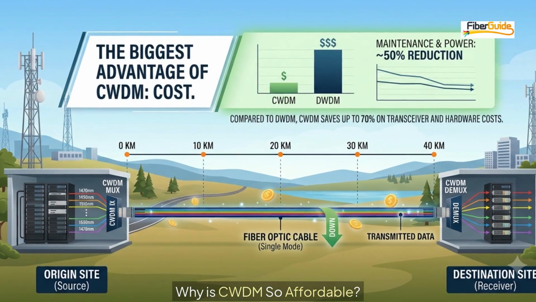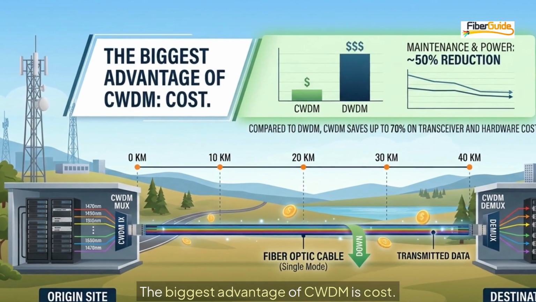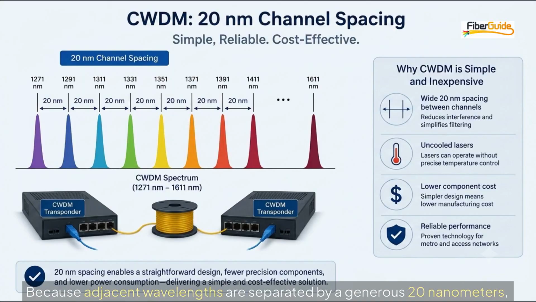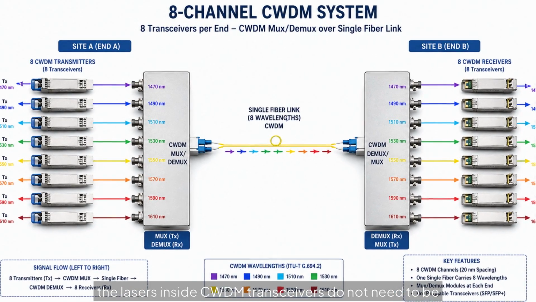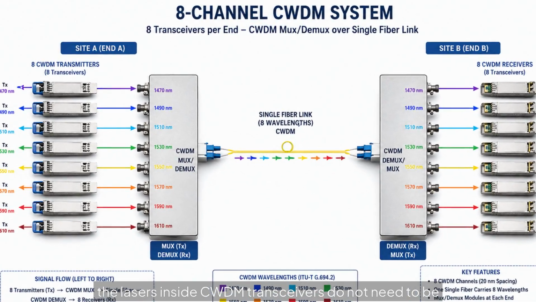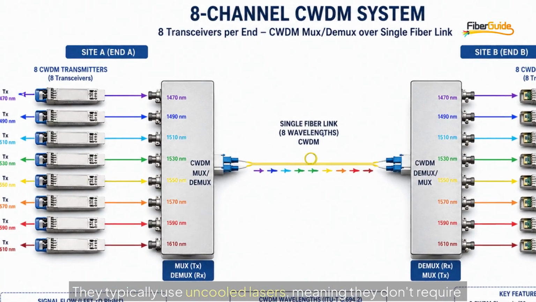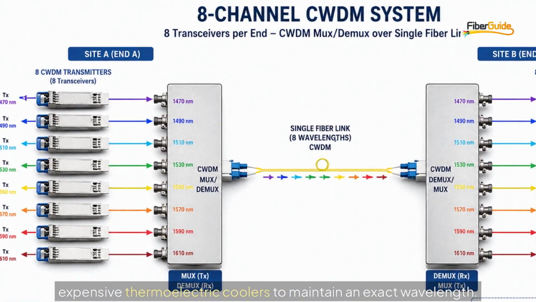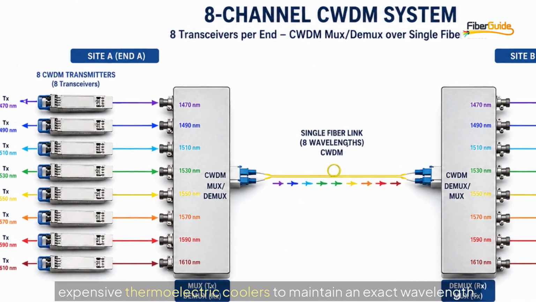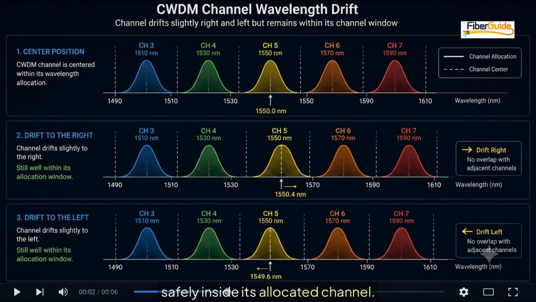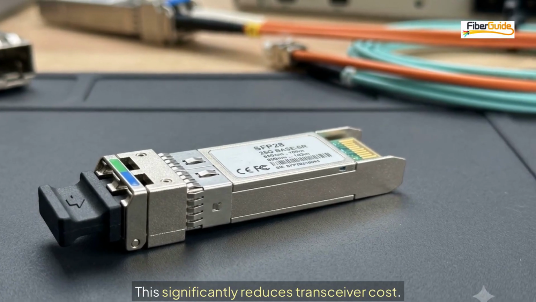Why is CWDM so affordable? The biggest advantage of CWDM is cost. Because adjacent wavelengths are separated by a generous 20 nanometers, the lasers inside CWDM transceivers do not need to be extremely precise. They typically use uncooled lasers, meaning they don't require expensive thermoelectric coolers to maintain an exact wavelength. Even if the wavelength drifts slightly with temperature, it remains safely inside its allocated channel. This significantly reduces transceiver cost.